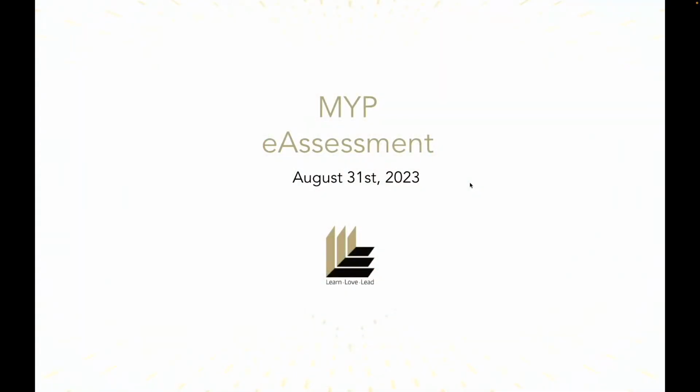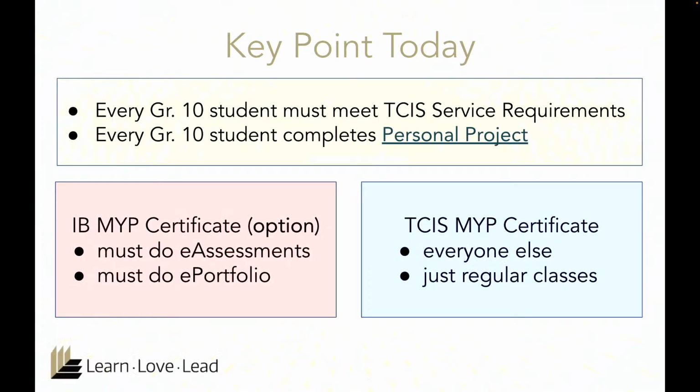So the takeaway key point today is that every grade 10 student must meet TCIS service requirements, and every grade 10 student must complete the personal project regardless of the route they take. And the two routes that they can take are the IB MYP certificate route, which is the option. And if they decide not to go down that route, they will go for the TCIS MYP certificate.